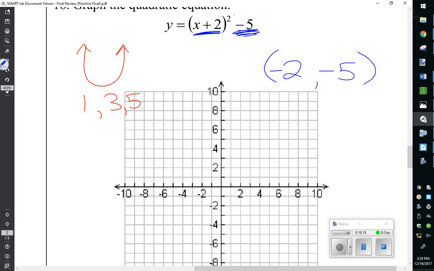That plus 2 takes you left 2. That minus 5 takes you down 5. So I'm going left 2, down 5. There is my starting dot. That is my vertex.